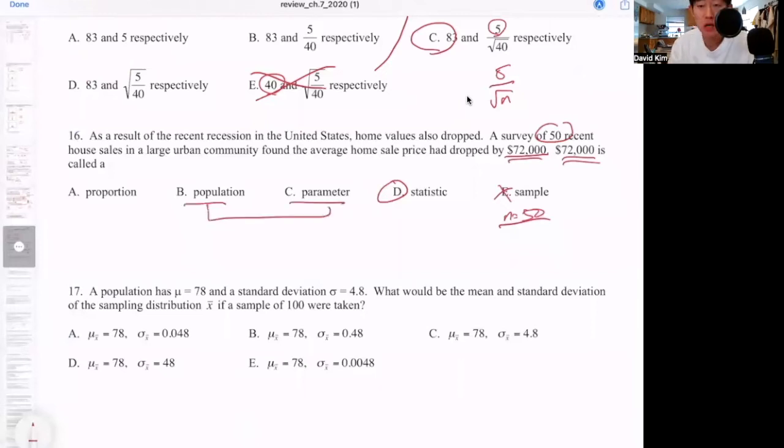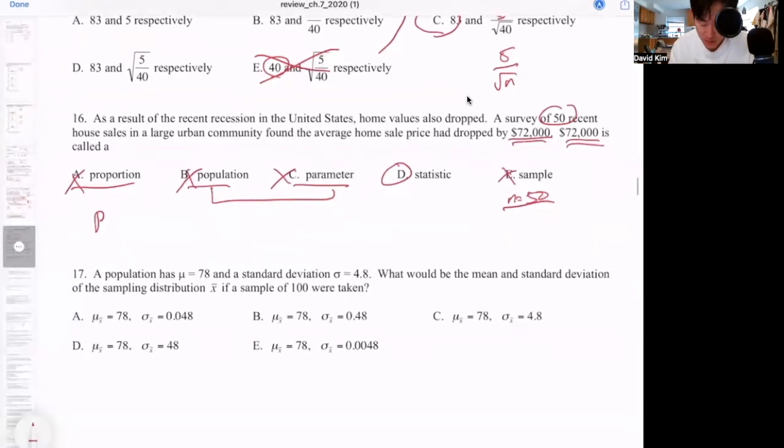Parameter and population go hand in hand together. The population will be, in this case, all of the houses in the United States, and the parameter will be the home values. The proportion is obviously P, which will give you decimals or fractions, but since I don't see any of that here, it's not any of these choices.